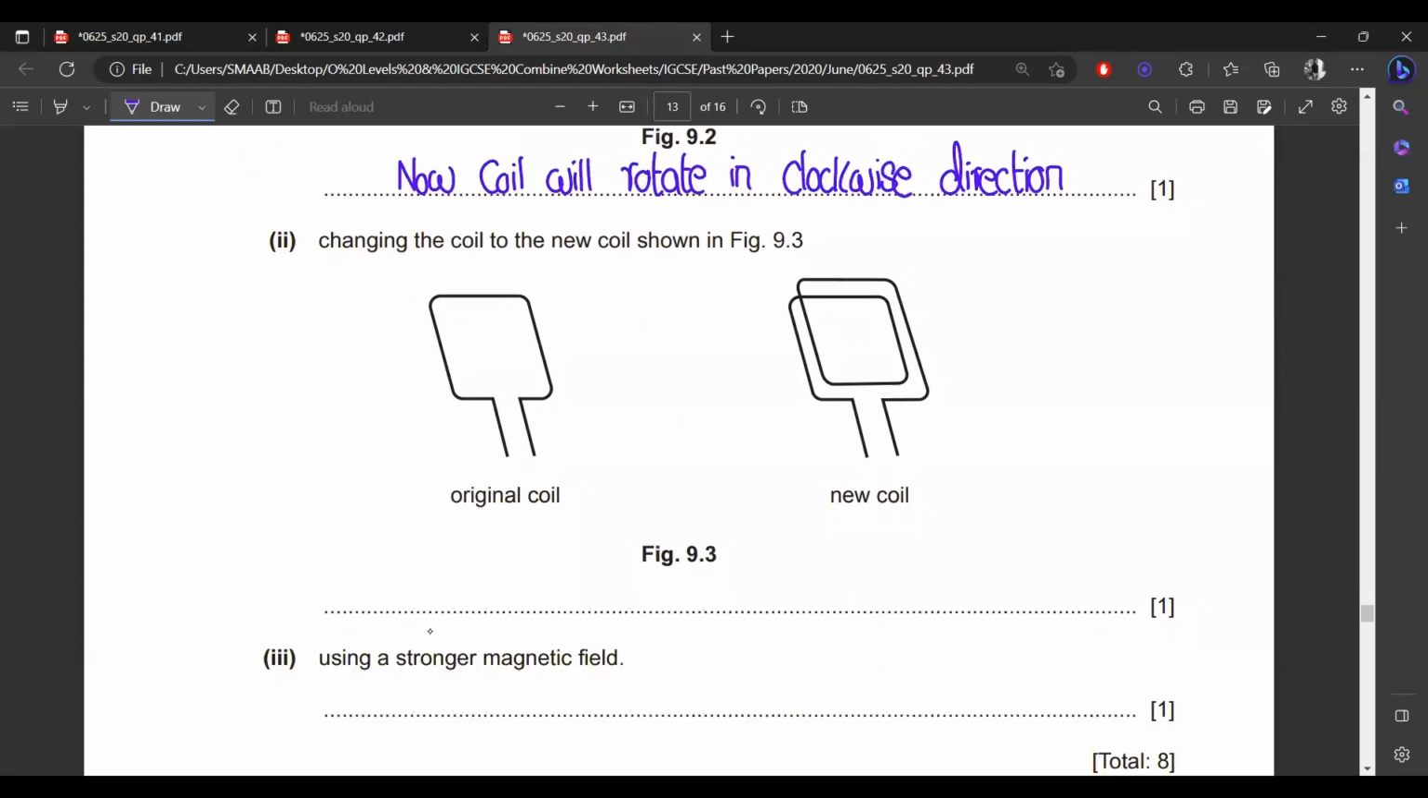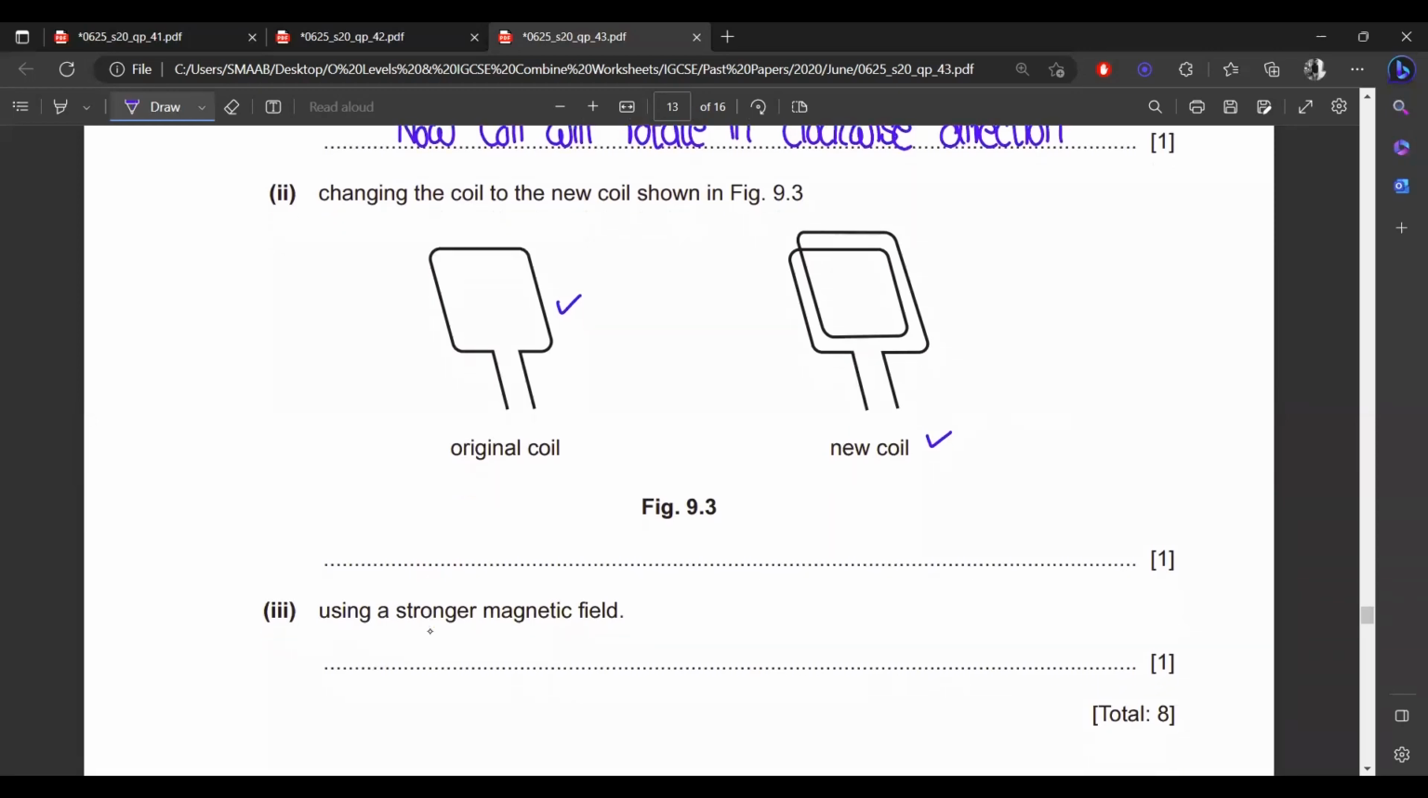Part 2. Changing the coil to a new coil shown in figure 9.3. So this is our original coil, and now we are using a new coil which has, we can say, two turns in the whole coil. So what will be the change in the rotation? If we increase the number of turns in the coil, what will happen? It will rotate faster. Yes.